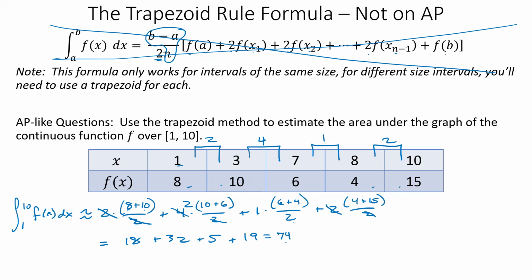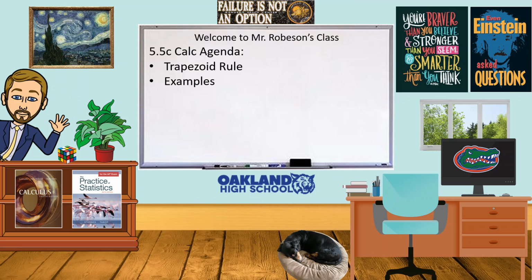Did I add that right? Maybe. Hopefully someone out there can check my math. 24 plus 50 should be 74. Yep. So there it is. Our approximate area is, notice that, approximately 74. All right. So that is how we do the trapezoid rule. That was a short one.